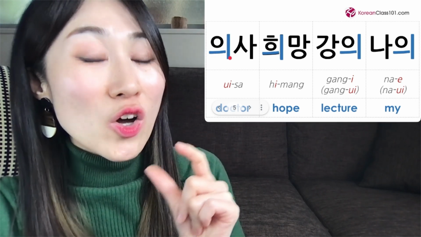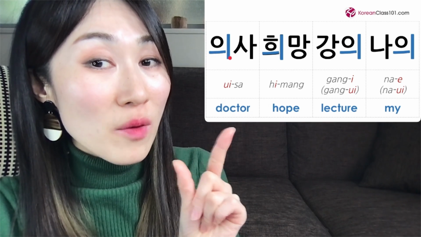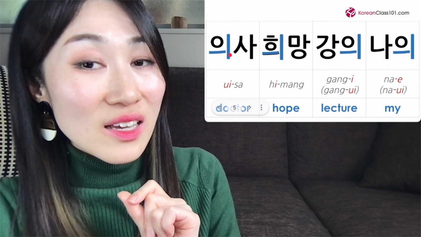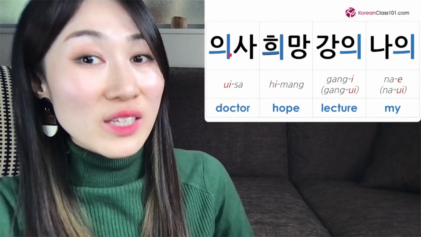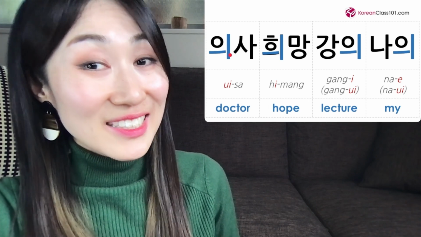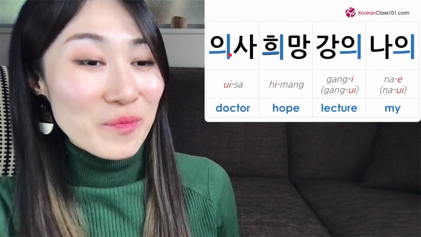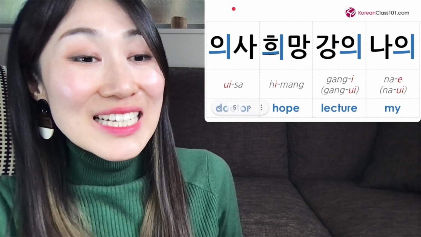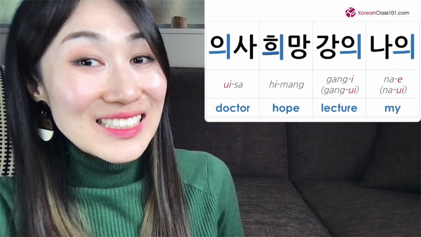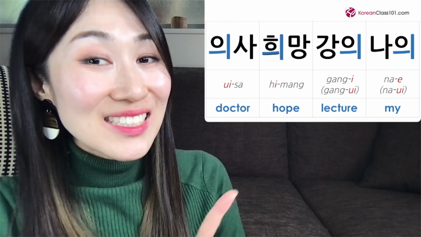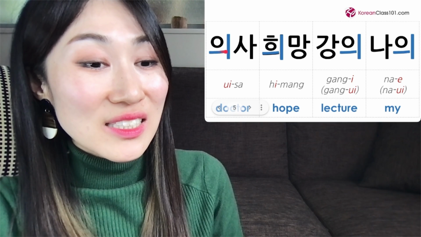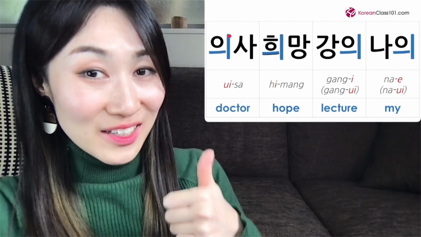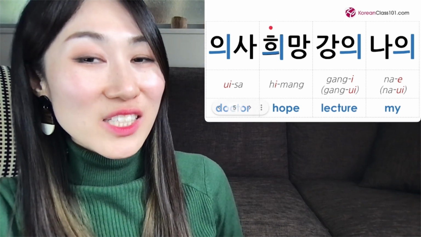So basically it's combining two vowels. ㅡ, ㅣ. When you pronounce it quickly, it sounds like this. 의. Yes, it's 의. So doctor in Korean is 의사. It's clearly 의. 의사. Good?